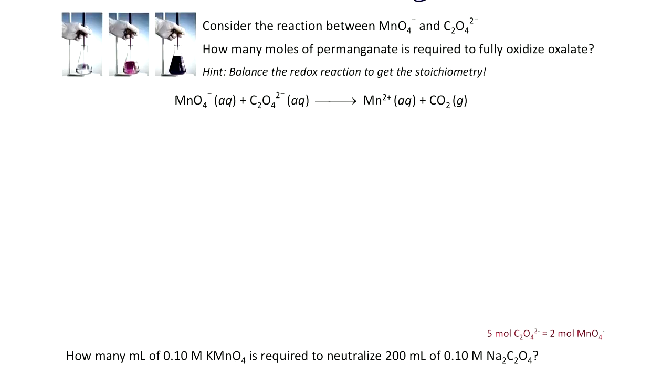Let's look at a reaction between permanganate and oxalate. And I am asking how many moles of permanganate is required to fully oxidize oxalate. So this question is really asking, what's the balanced chemical reaction? What are the coefficients within there? So it requires us to balance the whole redox reaction. And then the follow-up question is, let's actually do the neutralization and figure out how many milliliters are required.